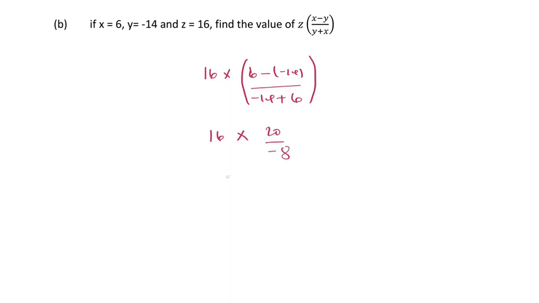We can see here minus 8 will simplify 16 to negative 2. So our equation is going to be negative 2 times 20, which after solving the values we are getting negative 40. And this is going to be our answer.